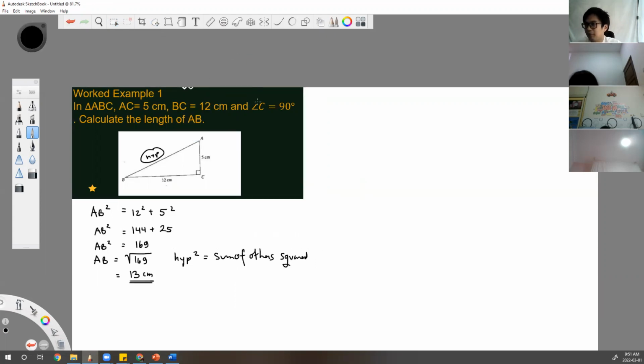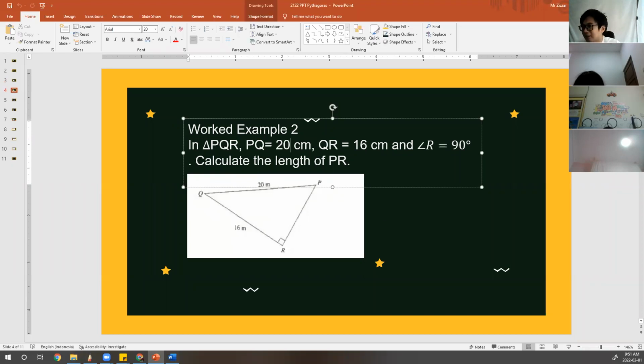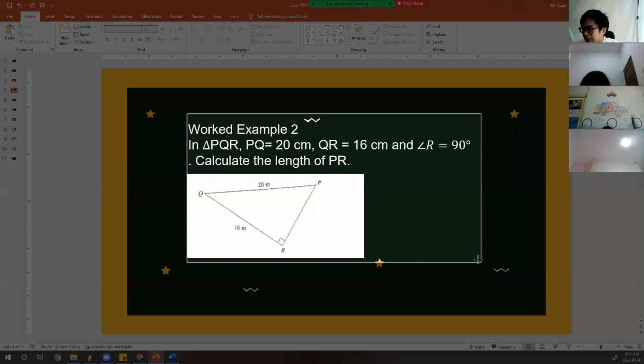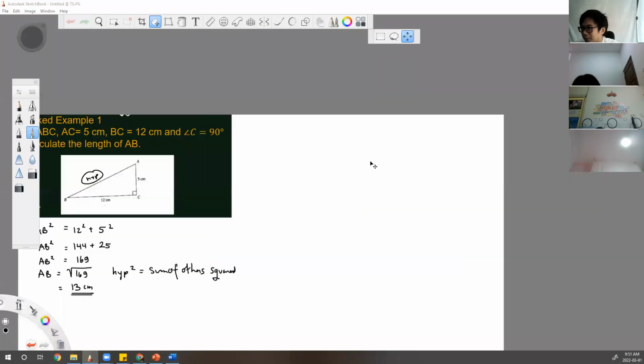Now, let's do work example number 2. This is wrong. PQ is 20, as it is given in the question. Sorry, this is wrong, so you can switch. You can just change it in your PowerPoint later. Now let's do the next question.